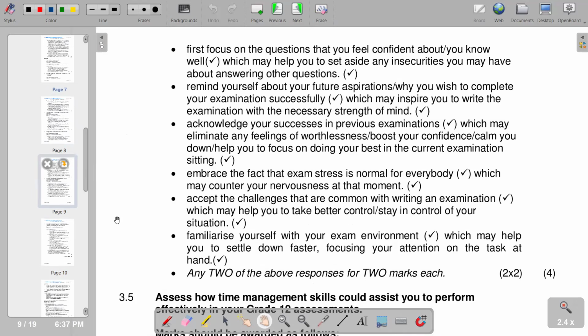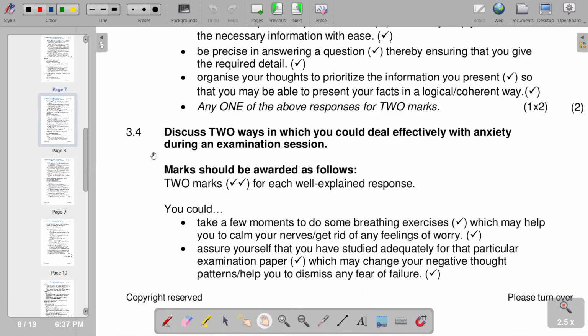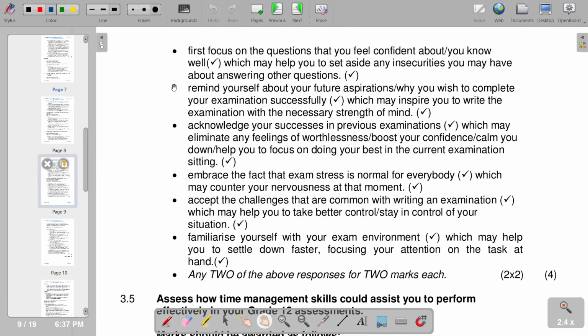Then in terms of the next part, we have further information on further points on the question of discussing two ways in which you could deal effectively with anxiety during an examination. So we have further points that are also correct, that are also listed on the following page.